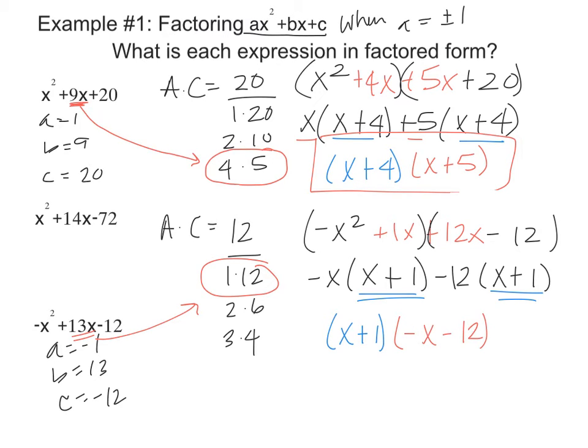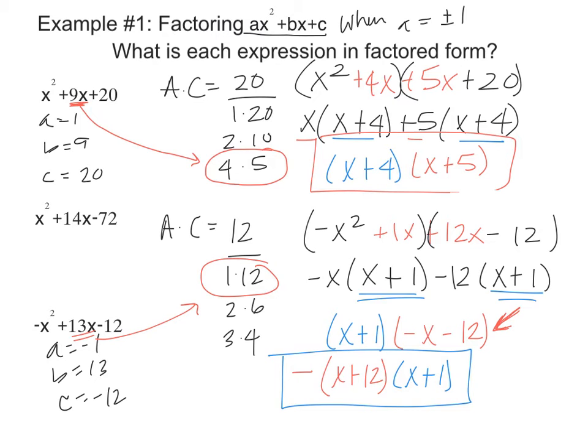However, this is technically not fully factored. Reason being, there's a negative that can be factored out of both of those terms. So really our final answer is, if I take the negative out first, I have a negative. And then if I take out the negative from the negative x minus 12, I'm left with x plus 12. And then finally x plus 1. And that's going to be our final answer.